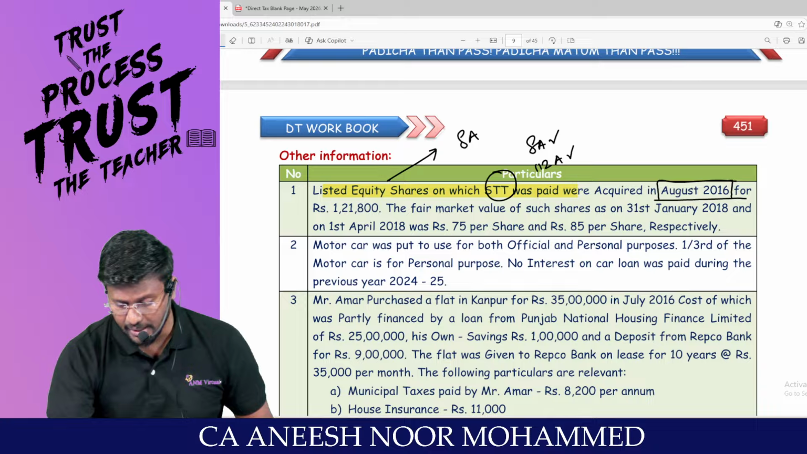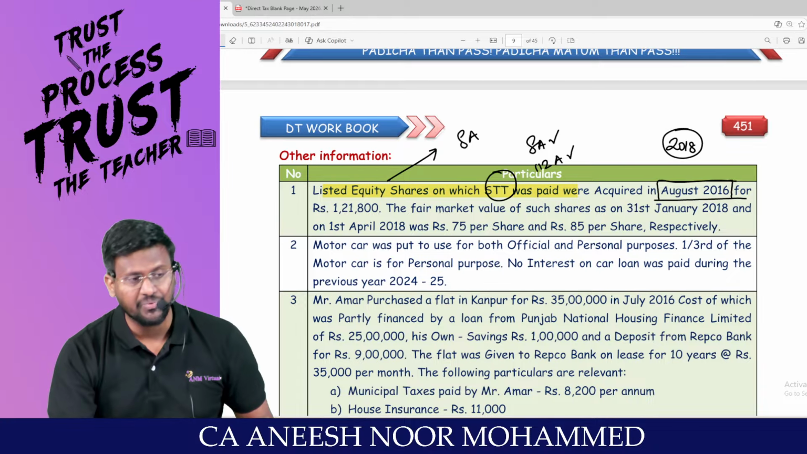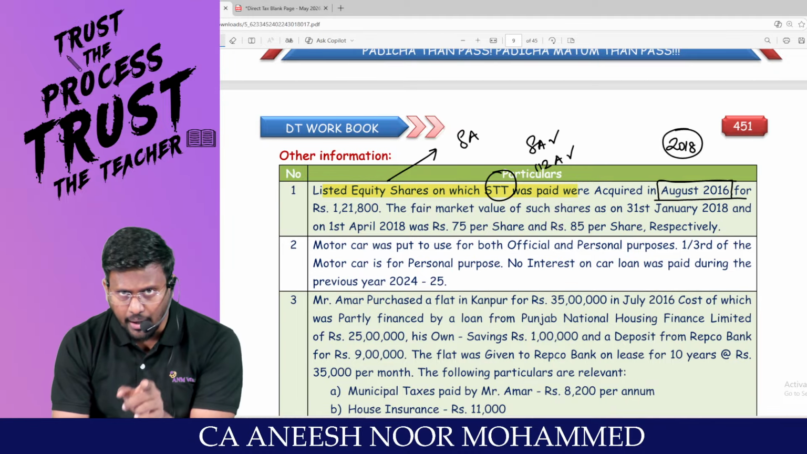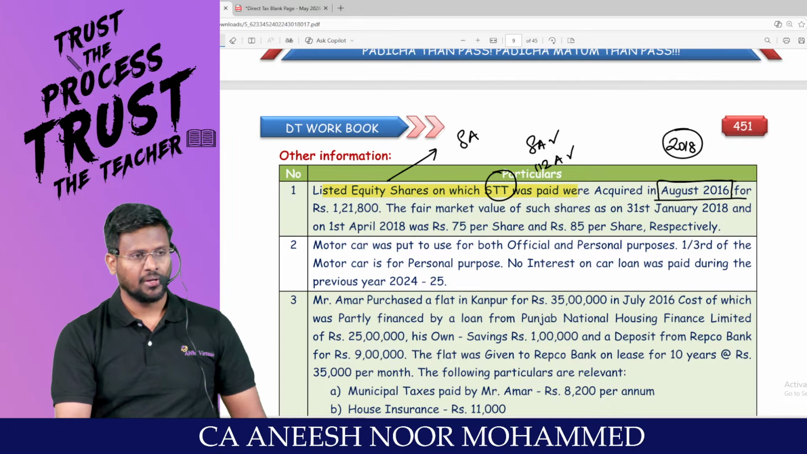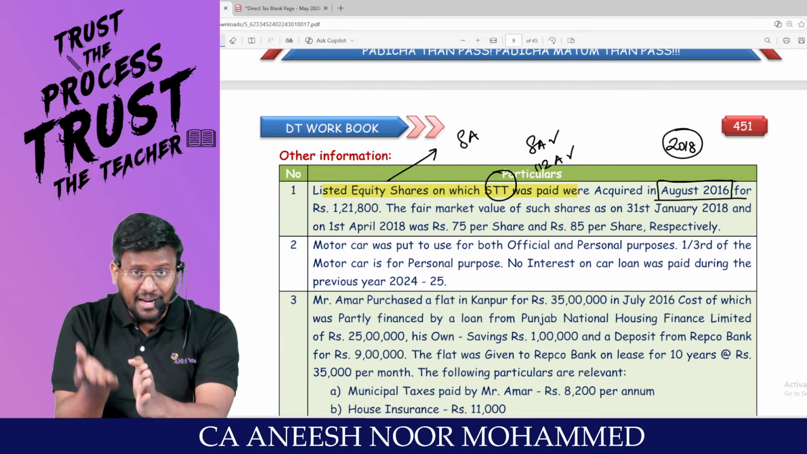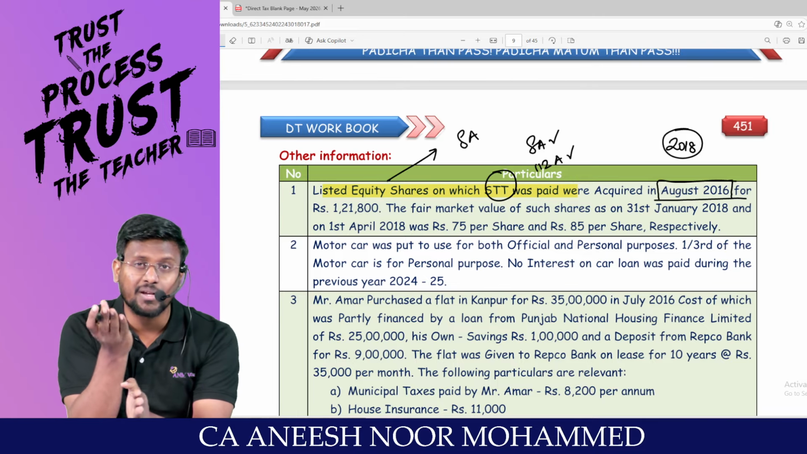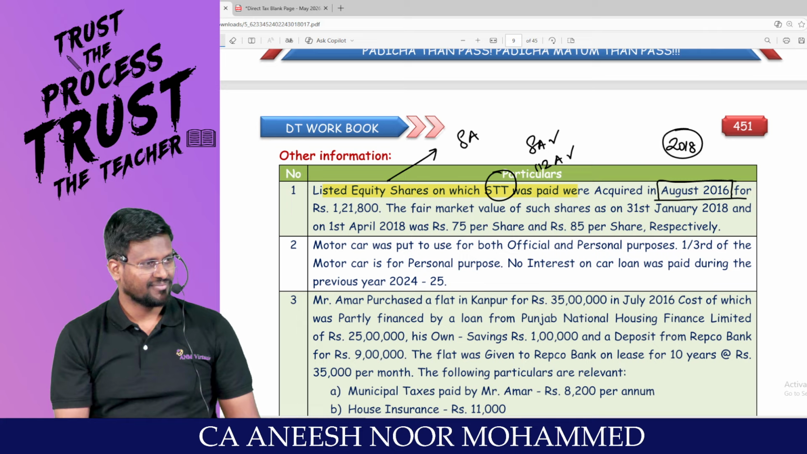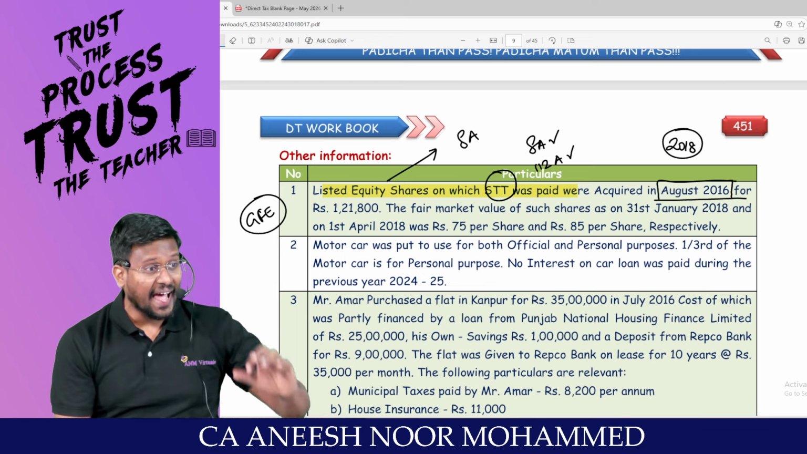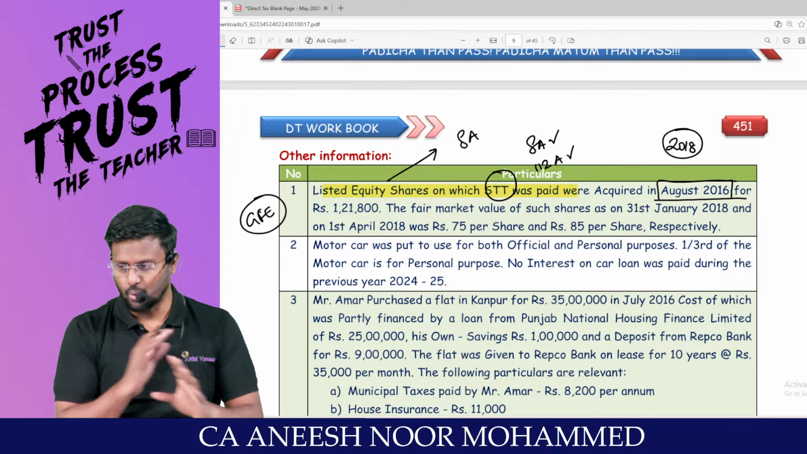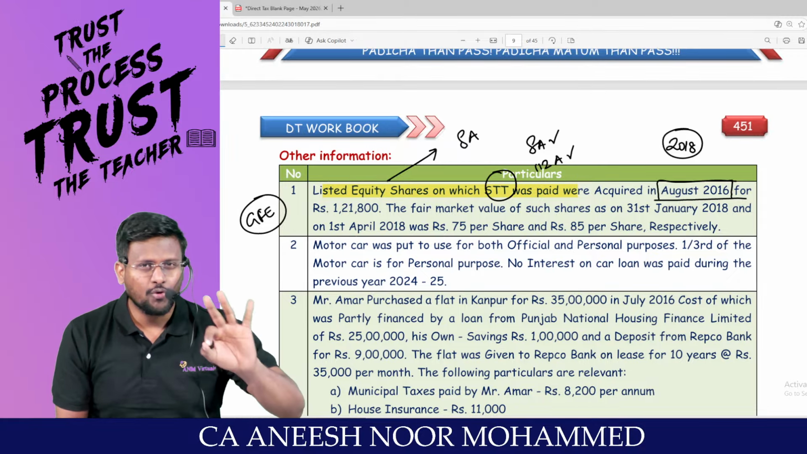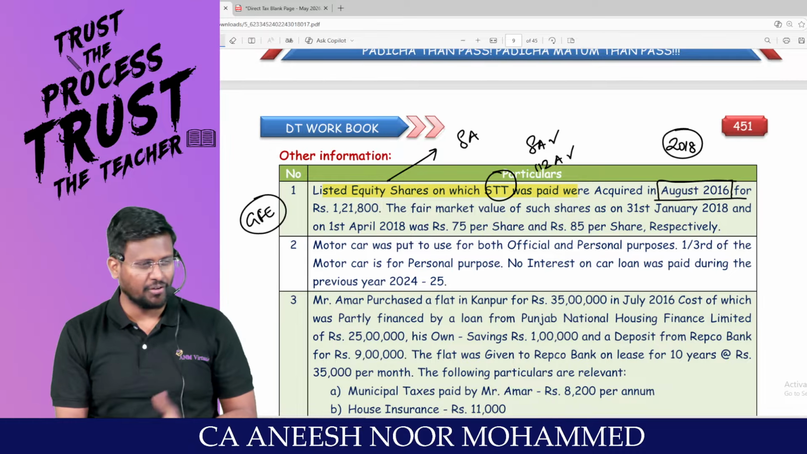Shares were acquired in April 2016. As we all know, 2018 is the cutoff date for the super asset. This super asset has been acquired before the cutoff date, and the sale or transfer of the super asset is after the cutoff date. Then grandfather effect will be applicable. Grandfather effect means there is no question of benefit of indexation. Proviso 3 is saying that for super asset there is no question of benefit of indexation at all.